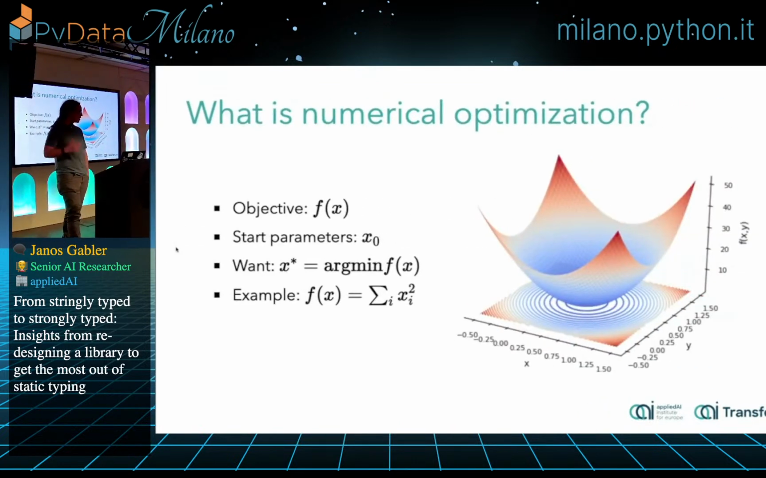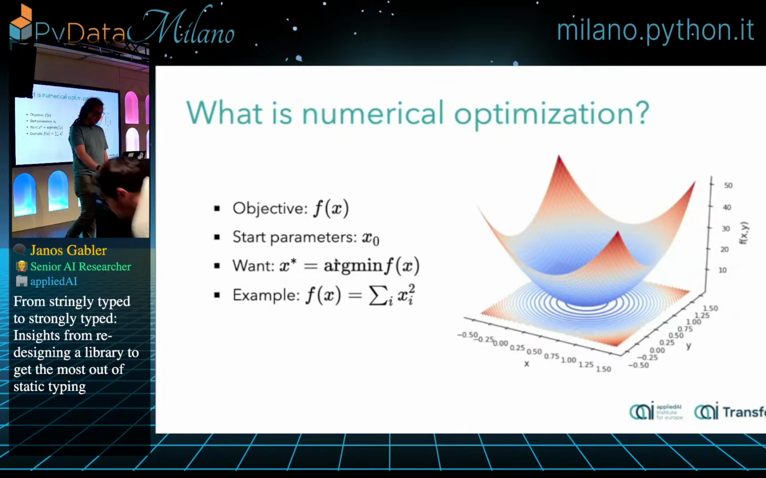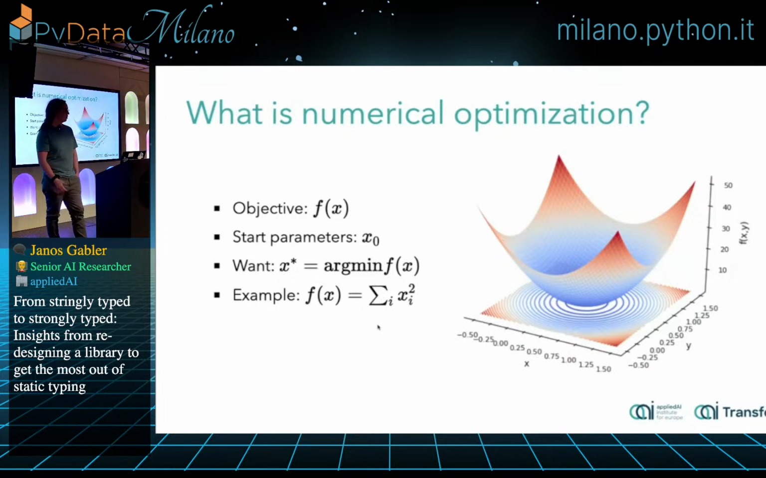For those who have never seen anything about numerical optimization, this is what it's all about. We have some kind of objective function, typically denoted f of x. We have a guess for start parameters, typically called x0. And what we want is the argmin of the function, so x star, the parameter vector that minimizes the function f. A very simple example of a function would be this one, the parabola, which is just the sum of the squared parameters.